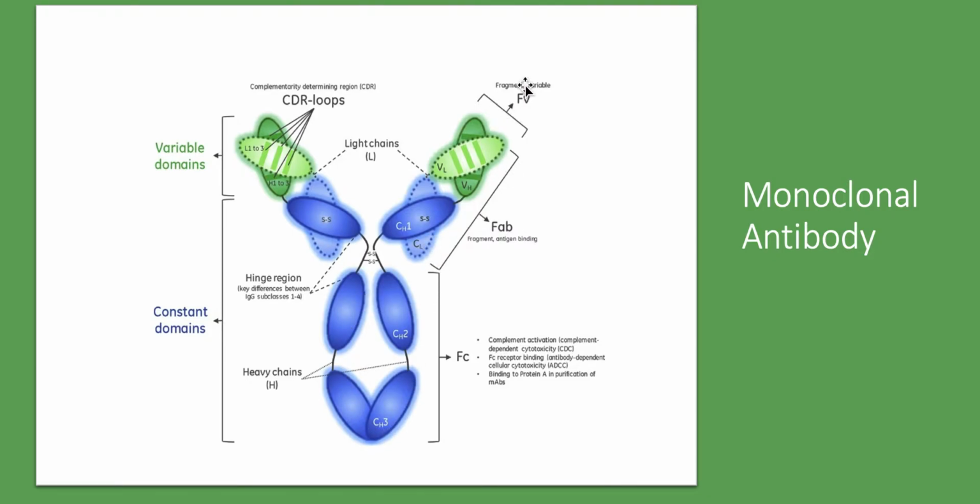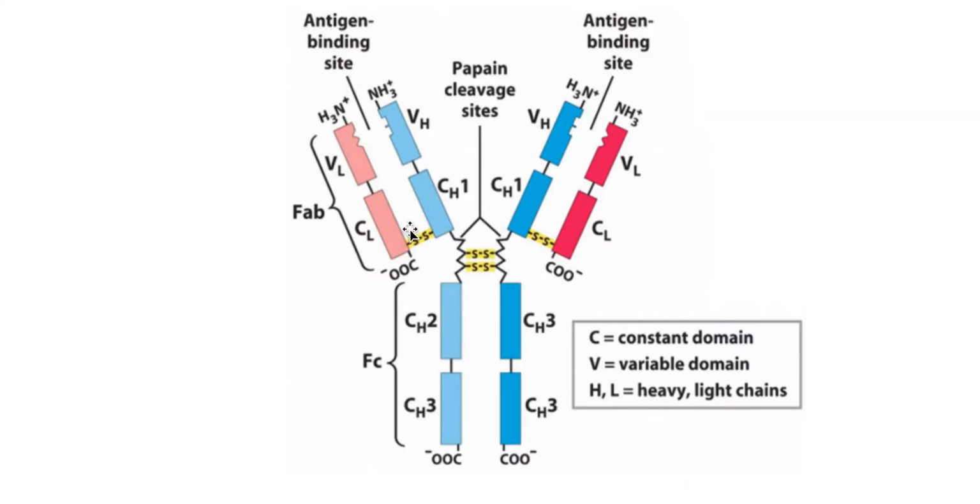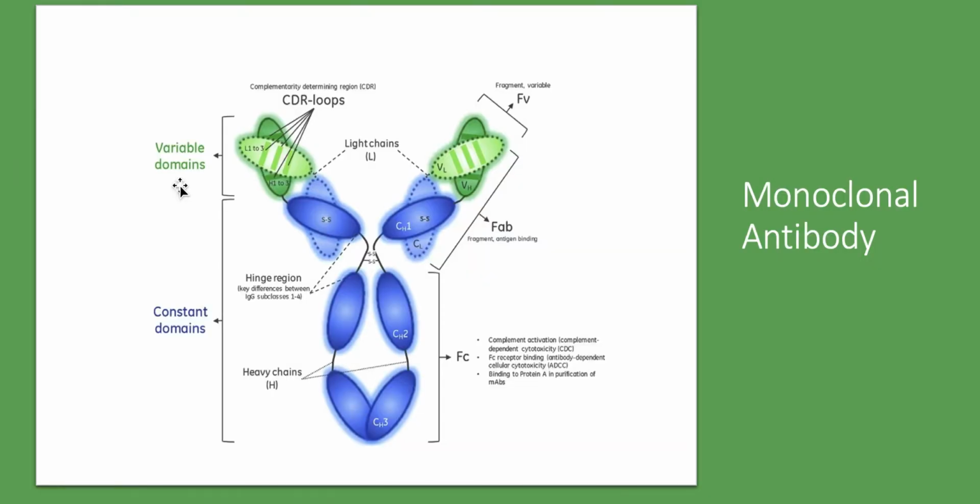The monoclonal antibody looks like a Y-shaped antibody, as you can see. This region from here to here is called the Fc region, and this region is called the Fab region. I'm going to go into detail about what each region does.